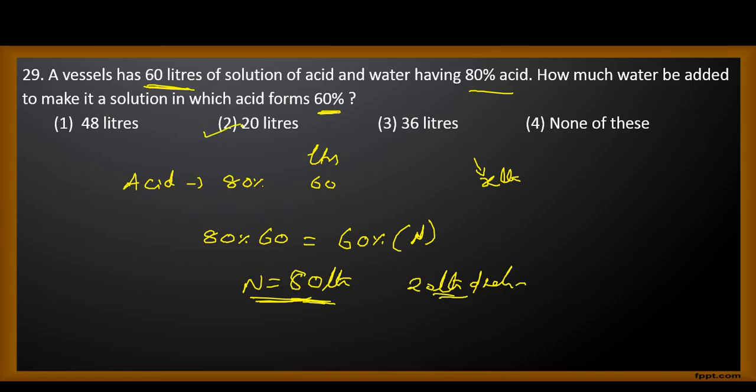Simply the answer is option 2, because the new solution is 80 liters. How did it become 80 liters? Simply we are adding only water. Initial solution is 60 liters. By adding water, what happens? The proportion of acid is reducing. It means the percentage of acid is reducing. So how much water have to add till the percentage becomes 60%? To get 60%, the solution must be 80 liters. So after adding 20 liters of water, the acid percentage has come down.